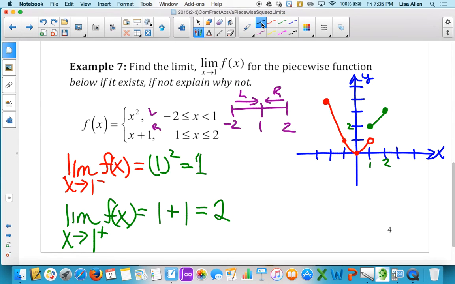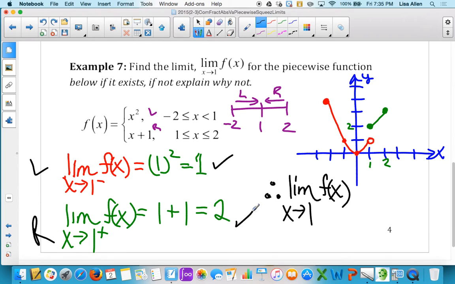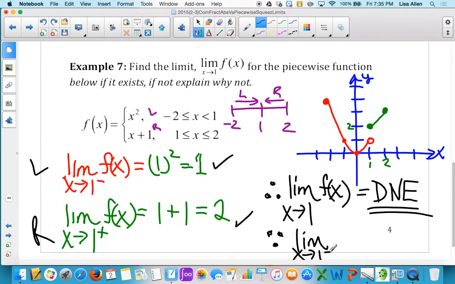So we conclude, therefore, the limit as x approaches 1 of f of x, come on folks, say it, that's from the left, that's from the right. So we're going to say the limit does not exist because the limit as x approaches 1 from the left does not equal the limit as x approaches 1 from the right. And end of story there.